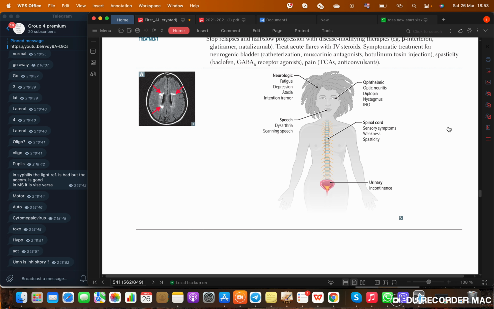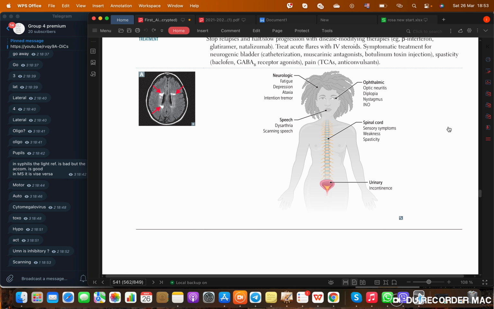They mention in the picture here that neurological symptoms include fatigue, depression, ataxia, and intention tremor. Depression in these patients is no joke because they do kill themselves a lot. And you need to be really careful with the psychological treatment of these patients and make sure they have a therapist. Speech, the patient will have this dysarthria. It's a mechanical problem of speech, and the scanning speech because of the cerebellar dysfunction.